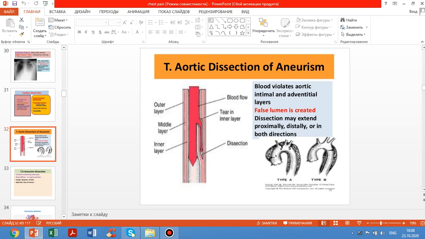Thoracic aortic dissection of aneurysm. Blood violates the aortic intima and adventitial layers. A false lumen is created. Dissection may extend proximally, distally, or in both directions.